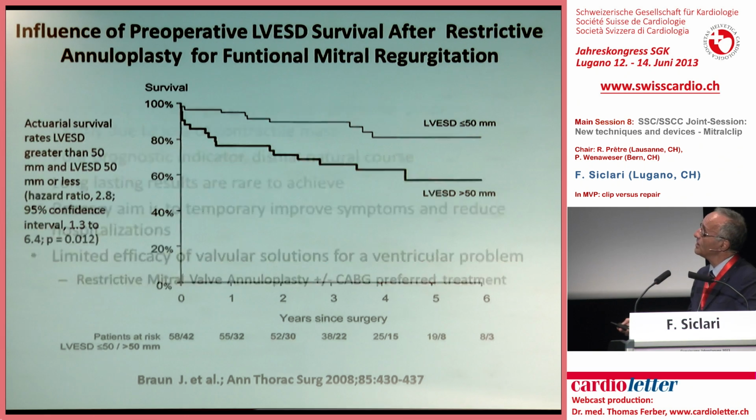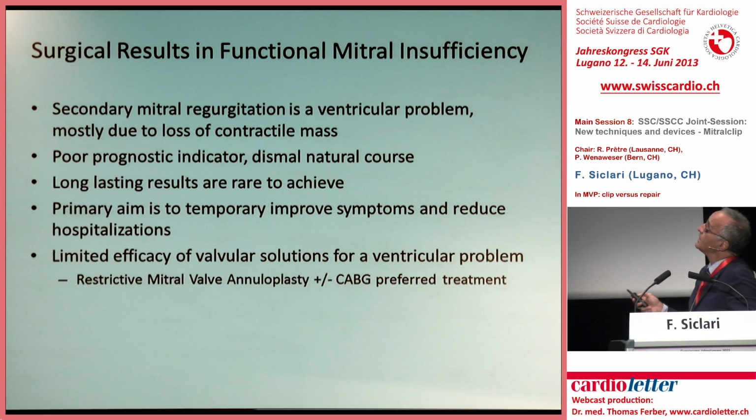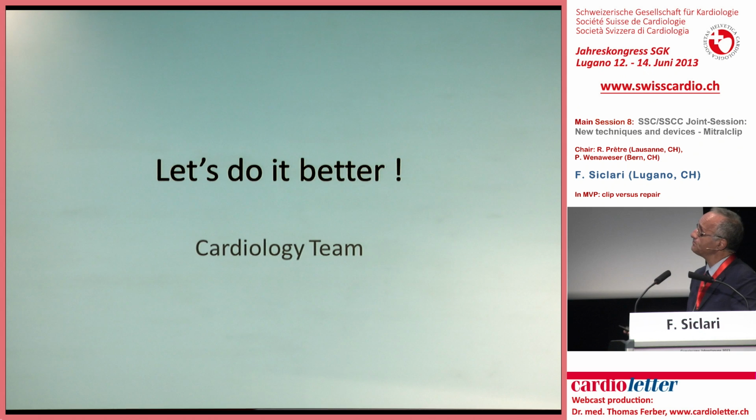So, surgical result in functional mitral insufficiency is a ventricular problem, mostly due to loss of contractile mass, a poor prognostic indicator, with a dismal natural course. Long-lasting results are rare to achieve, and the primary aim is to temporarily improve the symptoms and reduce hospitalization. And there is a limited efficacy of other solutions for the ventricular problem. This is the main problem. And so we usually suggest restrictive mitral valve annuloplasty with or without bypass surgery.